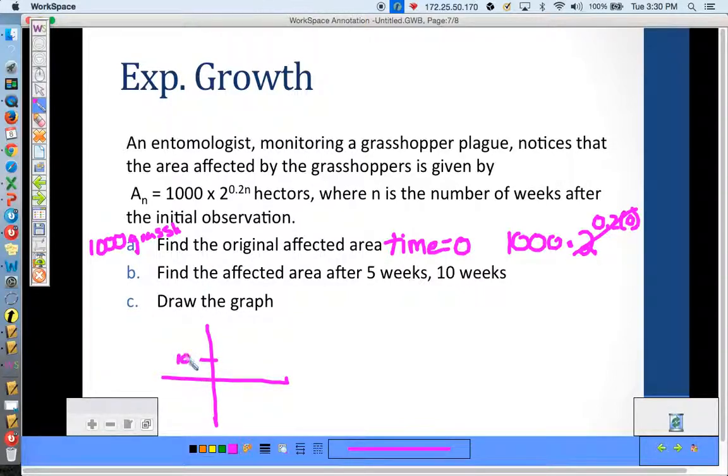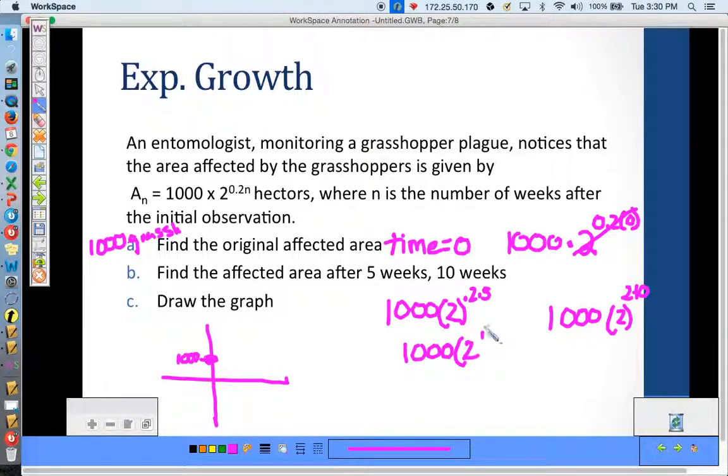So maybe we just scale it by 1,000. After 5 weeks, 1,000 times 2 to the 0.2 times 5. I don't know why I keep putting parentheses there. 0.2 times 5 is 1. So 1,000 times 2 to the first. Let's see, we have 2,000.